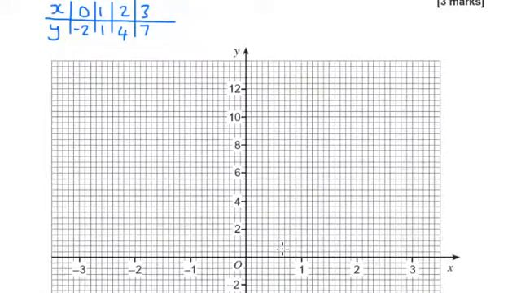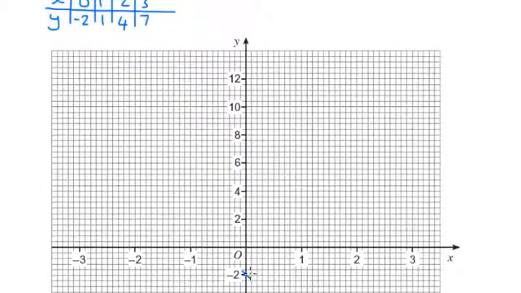So if I plot those coordinates on my graph, I'm going to have 0 with minus 2, so that's here. I'm going to have 1 with 1. Now just be careful of the scale here. 1 is obviously here, but 1 up is there. 2, 4 is okay. 2, 4 will be here. And again, 3, 7 is halfway between the 6 and the 8.